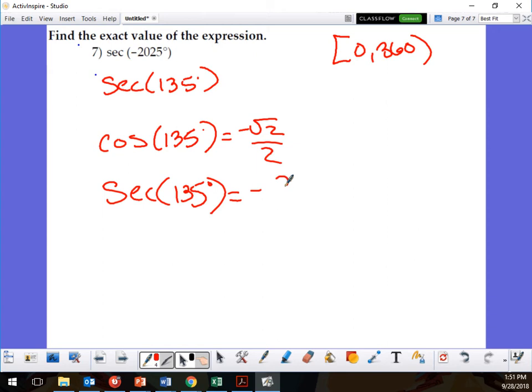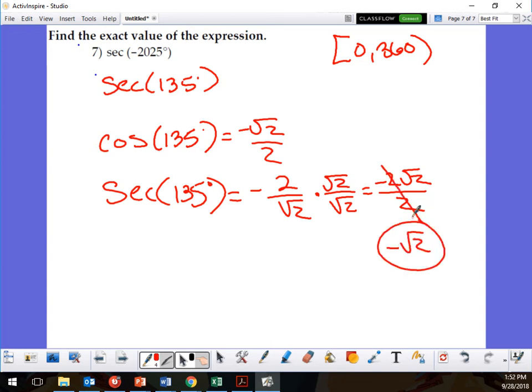So it's going to be negative 2 over rad 2, right? You have to multiply rad 2 by rad 2. Okay, I have to rationalize, right? Yeah. Negative 2 rad 2 over 2. But what happens to those 2's? They cancel out, so I'm going to be left with negative rad 2. Just negative rad 2, that's it.